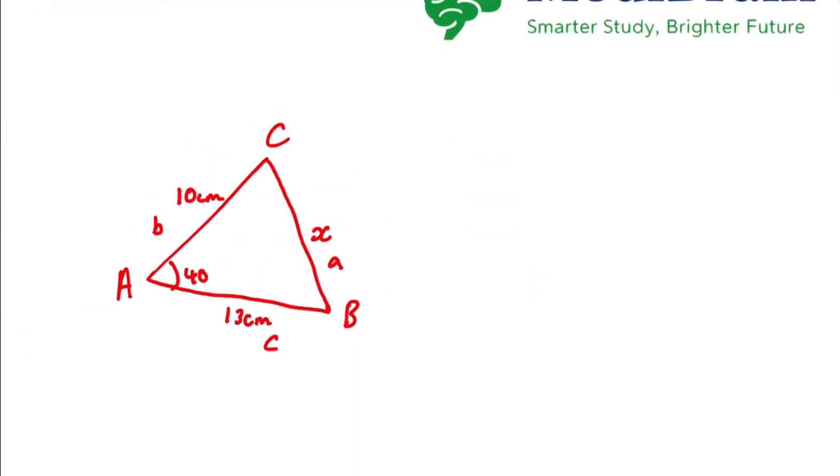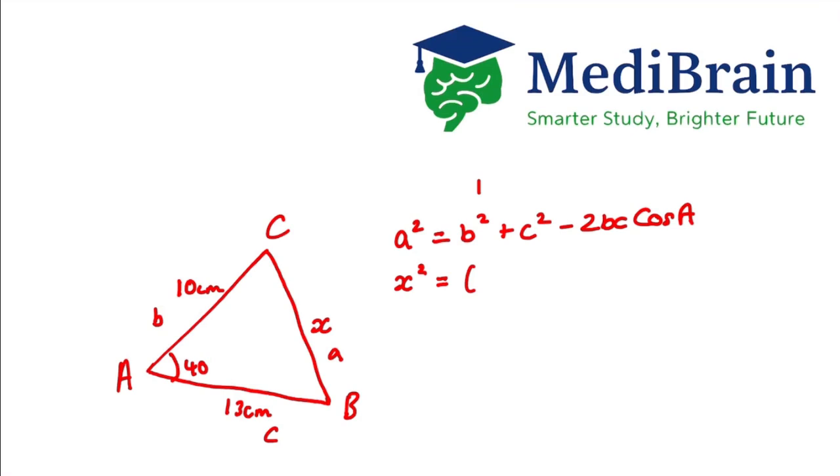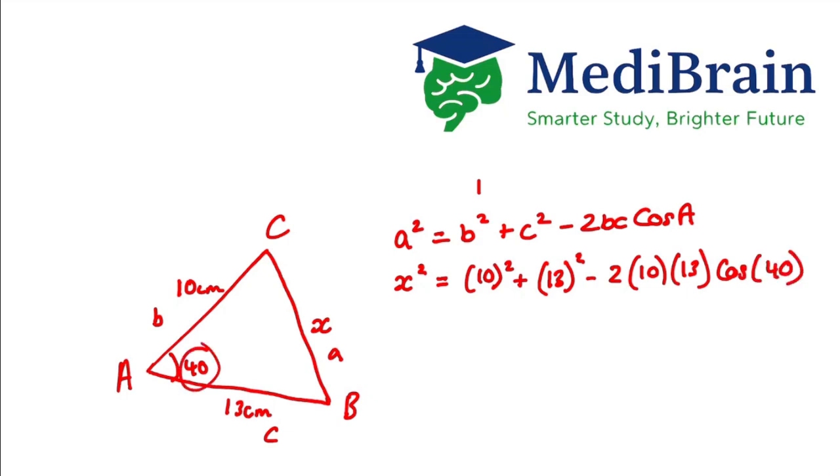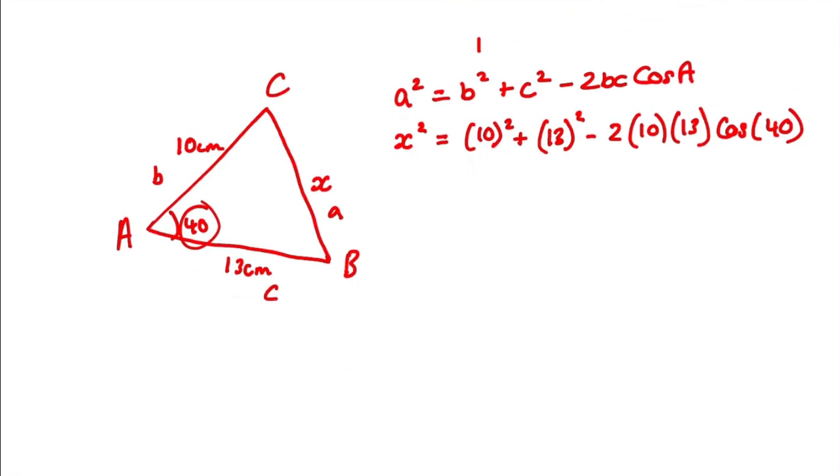Okay, because we're working out the side, we're going to use a squared equals b squared plus c squared minus 2bc cos A. Okay, so lowercase a is x, so we've got x squared equals lowercase b, which is 10 squared, plus lowercase c, which is 13 squared, minus 2, b, which is 10, c, which is 13, cos A, which is 40. Okay, and then we're going to type that into our calculator, and we're going to get an answer.